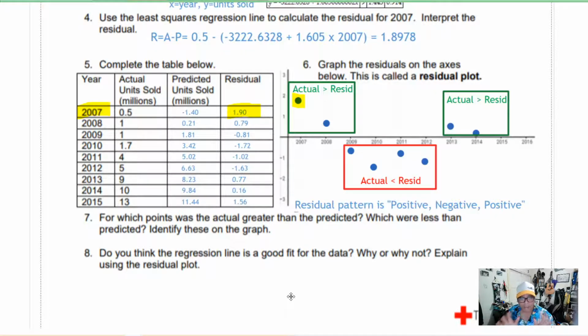So since we have that pattern in the residuals, anytime we see that positive, negative, positive pattern, or even a negative, positive, negative, that means that the linear model is not a good fit for the data.